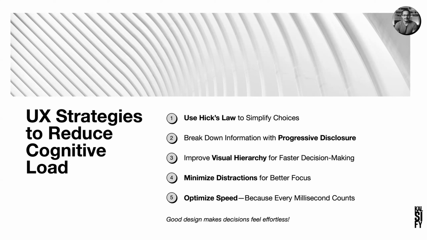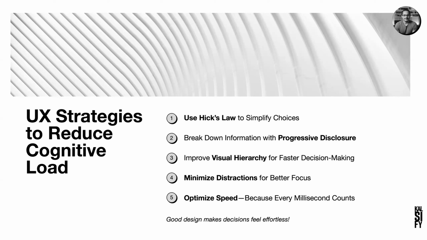Break down information with progressive disclosure. Users shouldn't have to process everything at once. Reveal only the most relevant details first. Let users expand sections for more information when needed. Use step by step onboarding to gradually introduce features. An example to explain this. Instead of dumping all settings at once, apps like Figma and Notion use guided tutorials to introduce tools as users need them.